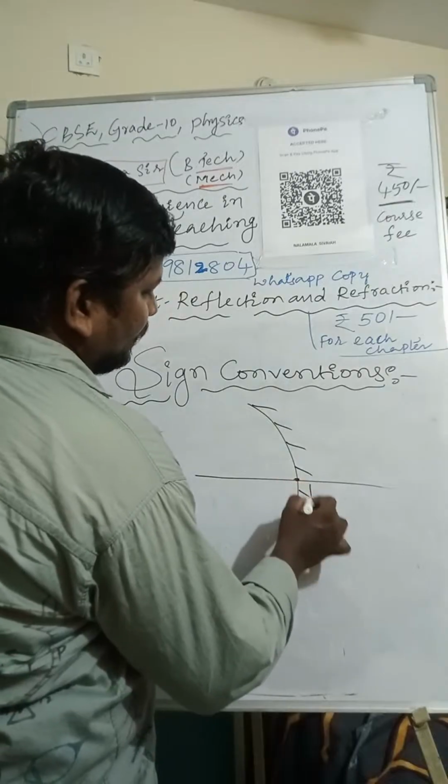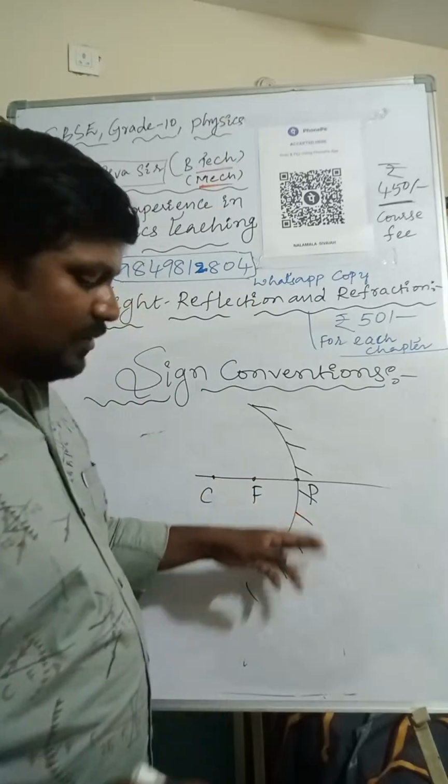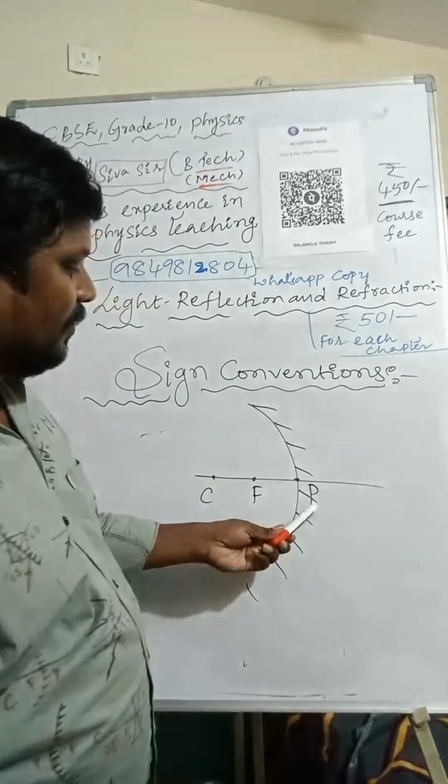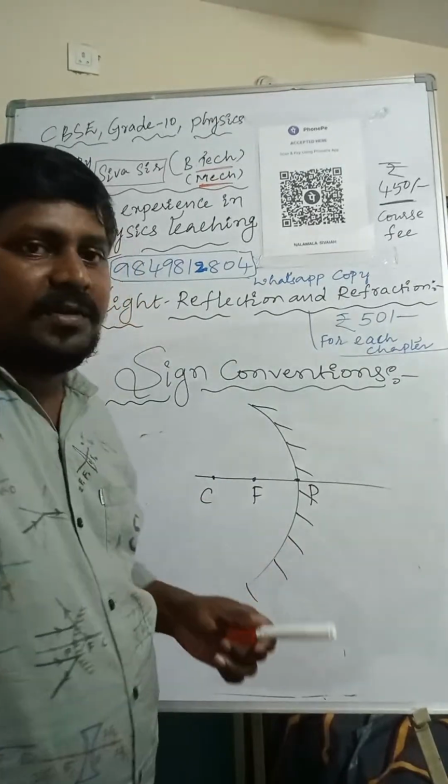So this is a pole, focus, center of curvature. Here you can see pole, focus, center of curvature.